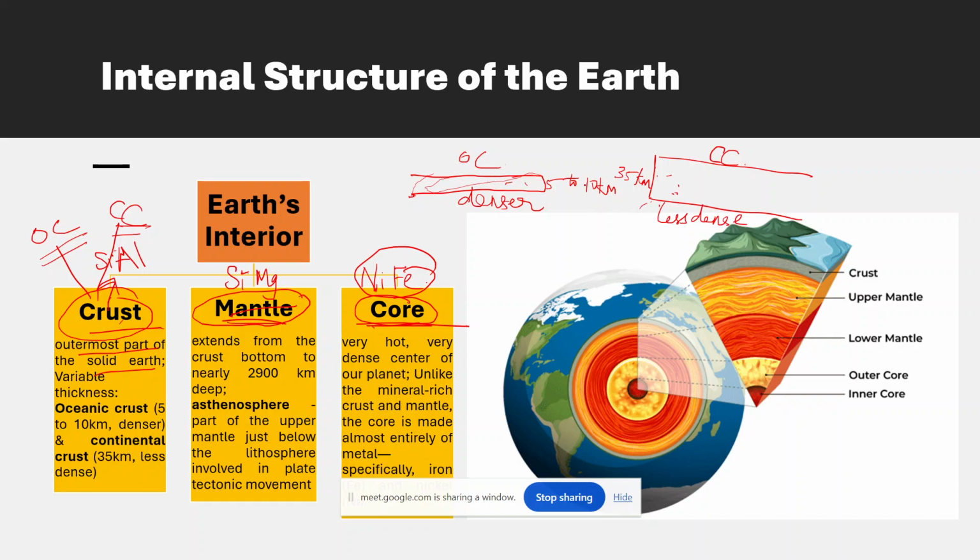So this is the classification of the crust part of the Earth's interior. That is what is written over here. Now the mantle is, as I said, the middle layer of the Earth's interior. It extends from the crust bottom to nearly 2,900 kilometers deep. Like the crust, this can be classified as the upper mantle and the lower mantle.